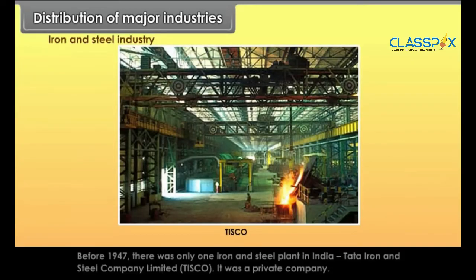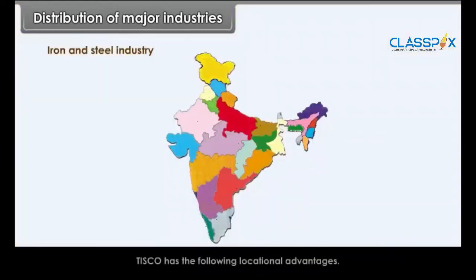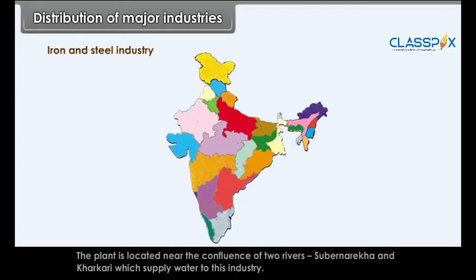Tisco. Before 1947, there was only one iron and steel plant in India: Tata Iron and Steel Company Limited, Tisco. It was a private company. Tisco has the following locational advantages. The plant is located near the confluence of two rivers, Subarnarekha and Kharkhari, which supply water to this industry.